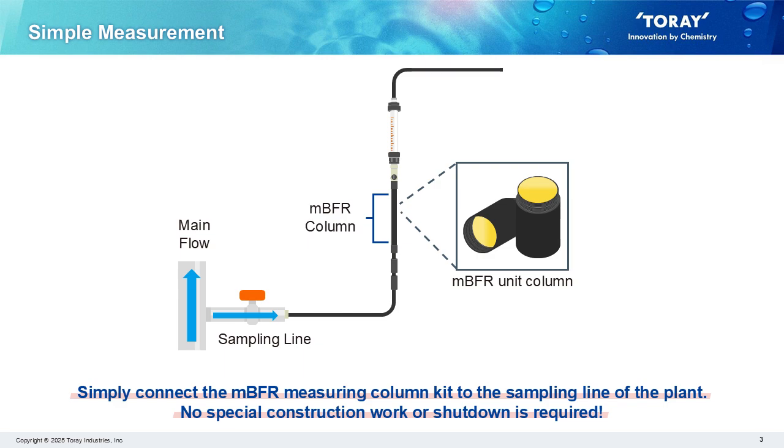The measurement method is quite simple. Simply connect the mBFR measuring column kit to the sampling point of the plant and let the target water flow vertically from bottom to top at a constant flow rate. No special construction work or shutdown is required.